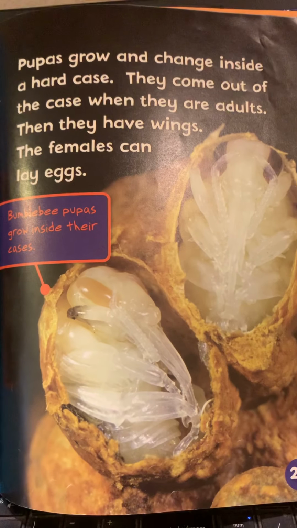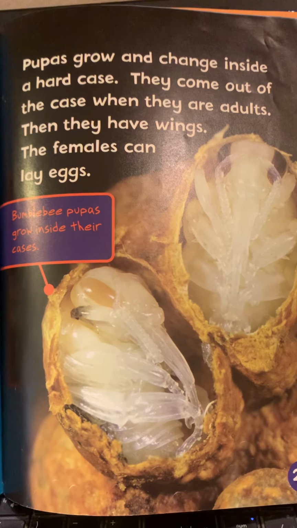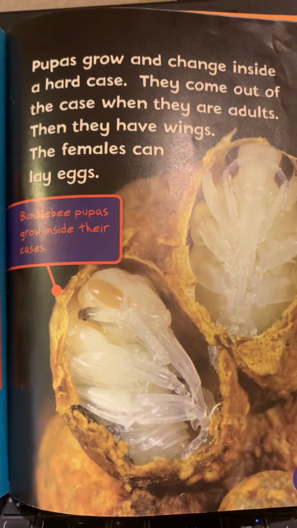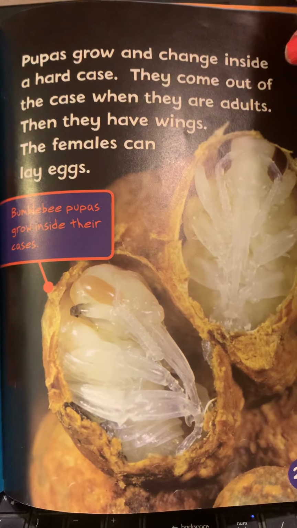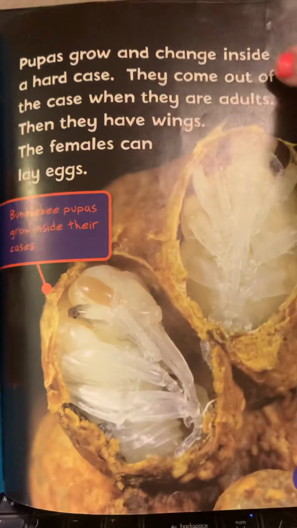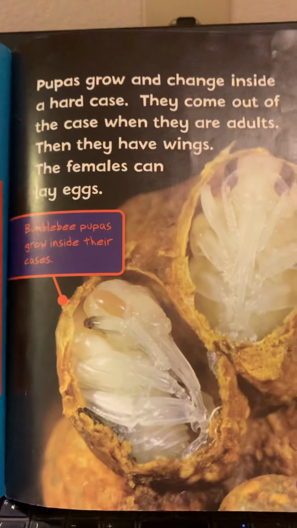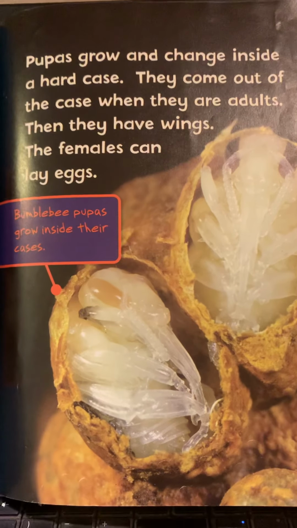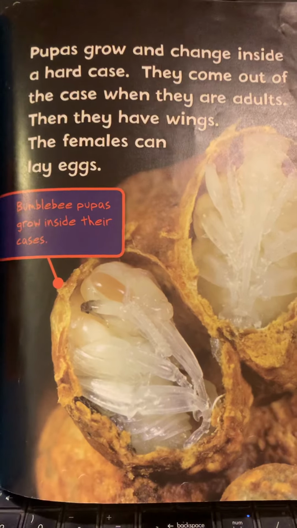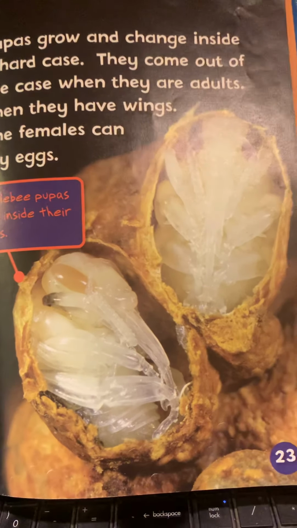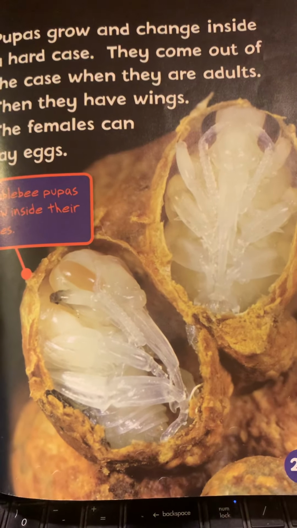Pupas grow and change inside a hard case. They come out of the case when they are adults. Then they have wings. The female can lay eggs. Bumblebee pupa grow inside their cases. Those are going to be bumblebees. Wow, they do some changing.